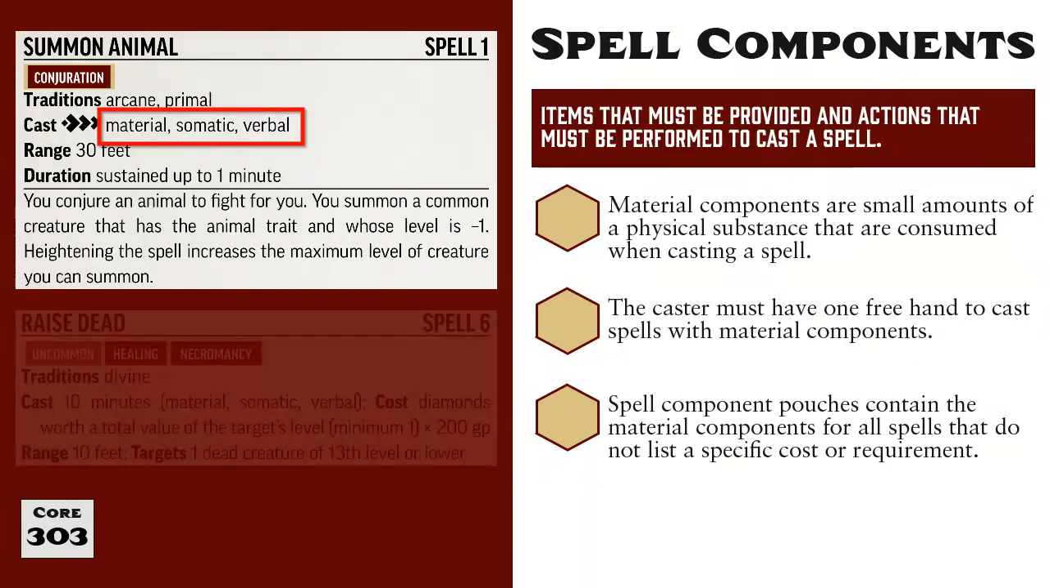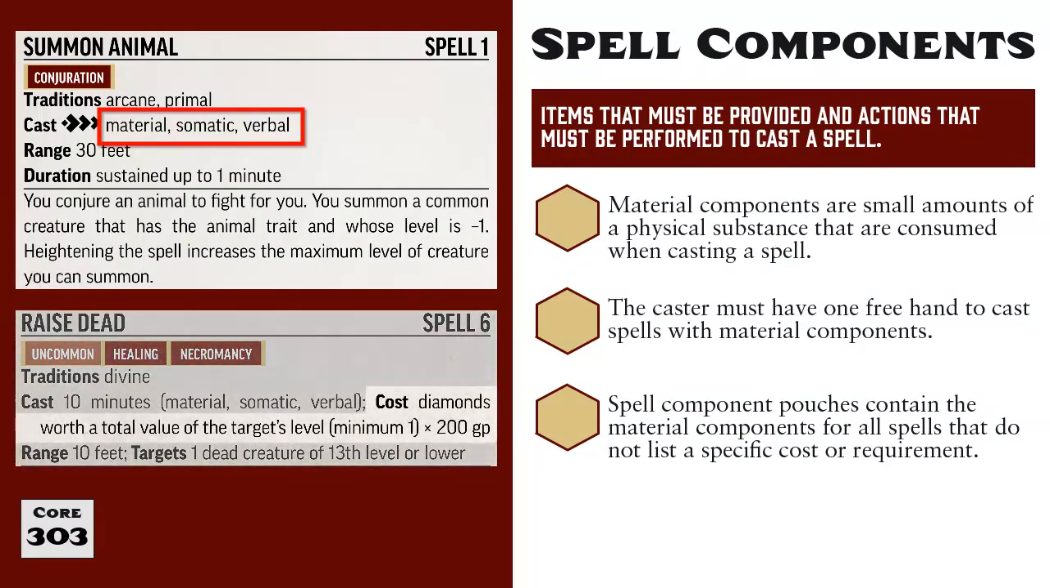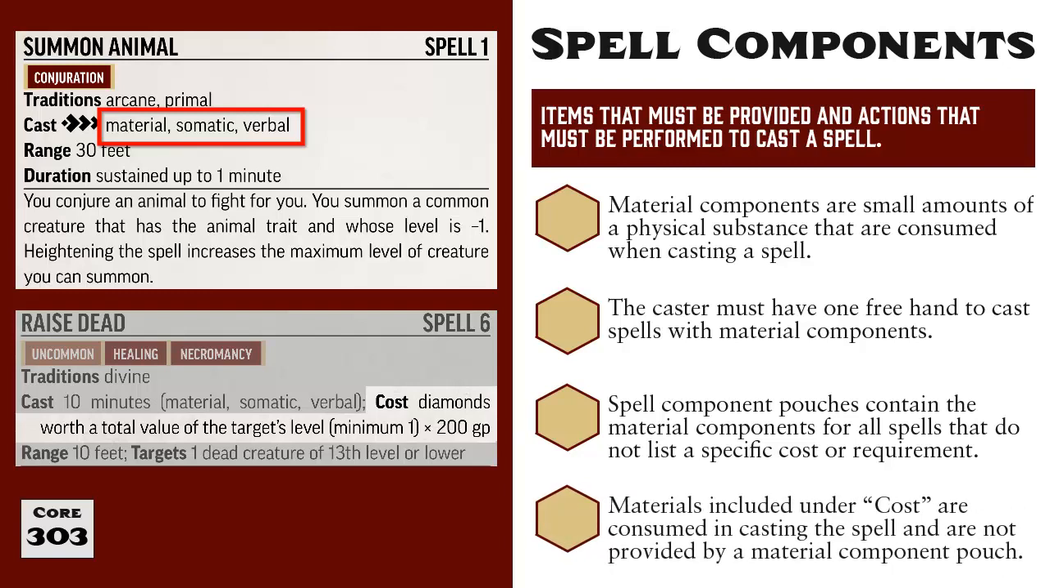But some spells like Raise Dead state what the required materials are. In this case, it's included in the spell's cost heading. To cast Raise Dead, you need material components including diamonds worth 200 gold pieces per level of the character being raised. These are not provided by material component pouches and are consumed and lost in the casting of the spell.